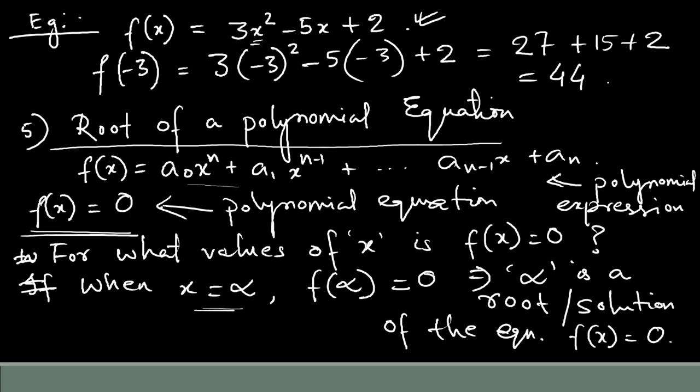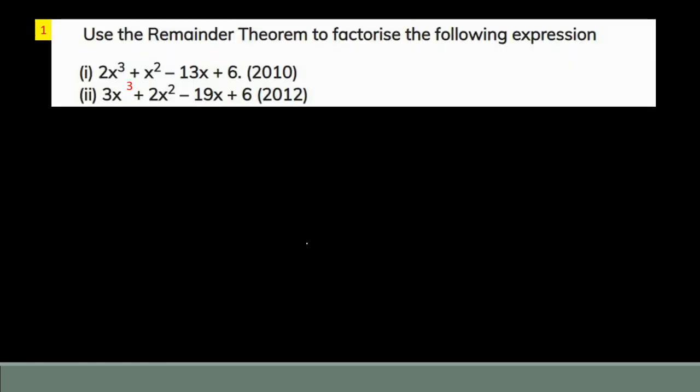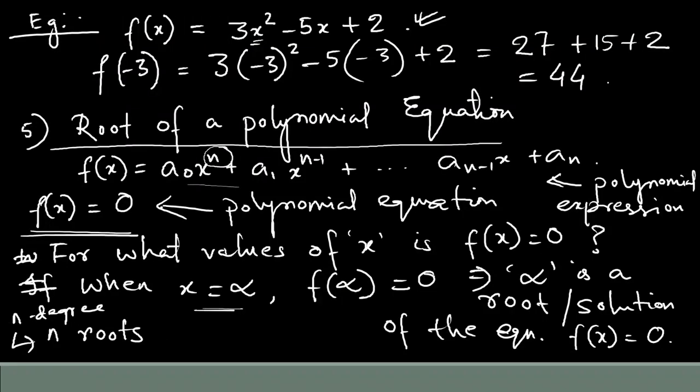And one more thing, if you have an equation of degree n, then you will have n roots. An n degree equation will always have n roots. So if you have a quadratic equation, you will have two roots, right? If you have a polynomial equation of degree three, you will have three roots. So now, having built that concept, let's come to remainder theorem.